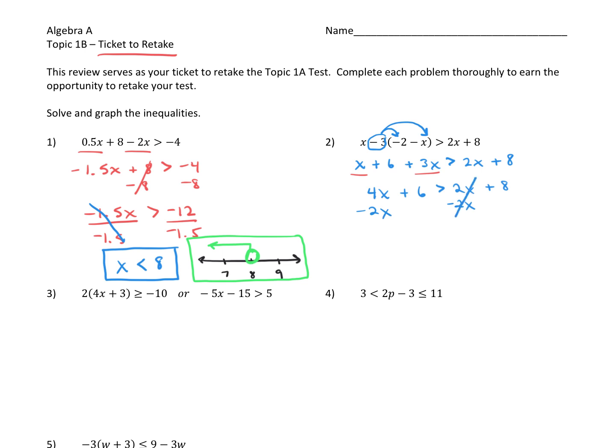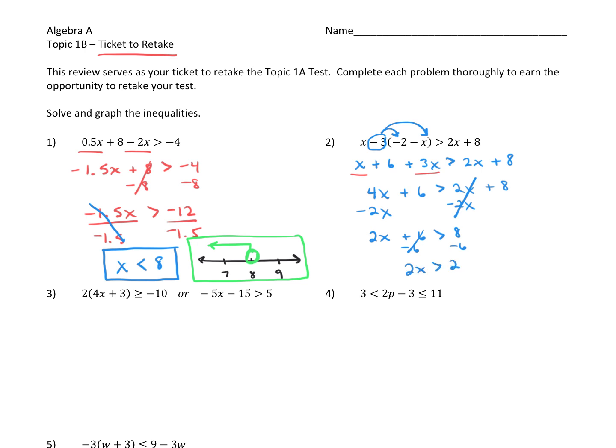2x minus 2x is 0, so we cross those off. 4x minus 2x is 2x. Carry down our plus 6 is greater than 8. All right, now we have just a two-step inequality to solve. We are going to subtract 6. We have 2x is greater than 8 minus 6 is 2.